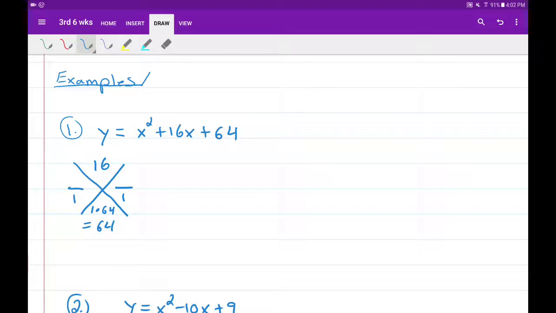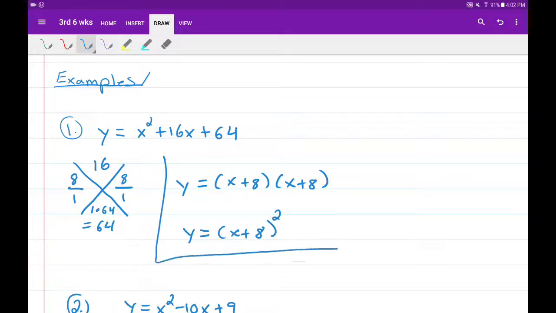All right, so that's going to be 8 and 8. 8 times 8 is 64. 8 plus 8 is 16. Once we find our factors, we go ahead and write them in intercept form. So we're going to have x plus 8 times x plus 8. Sometimes it's written as x plus 8 squared. So either one of those answers is acceptable.